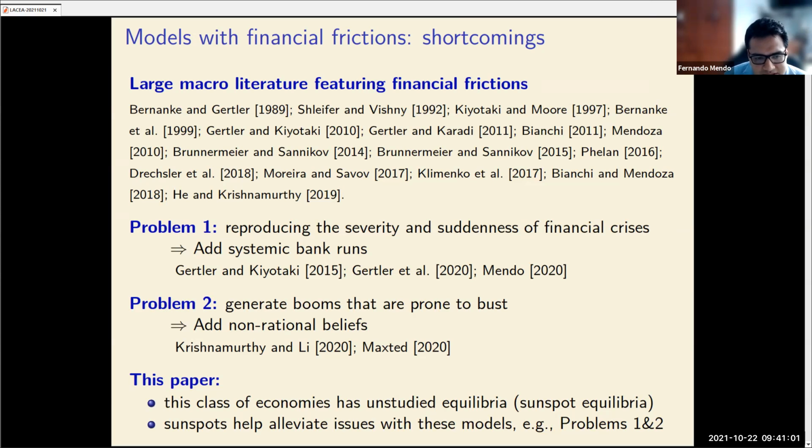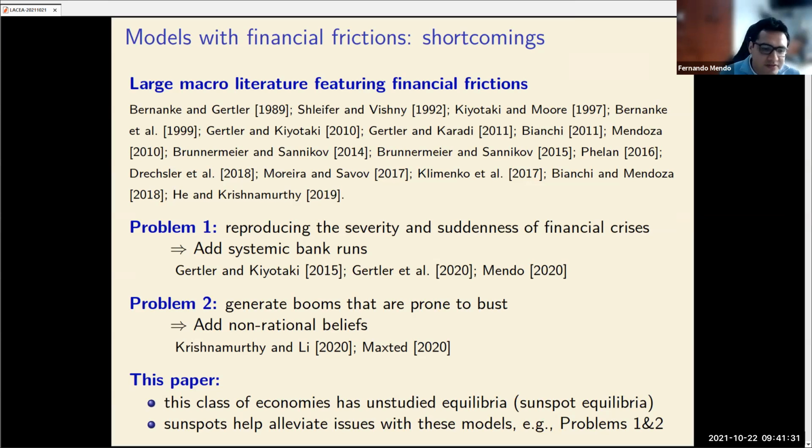Another challenge is that for these models it's very hard to generate booms that are prone to bust. In the data you can see that financial crises are predicted by credit booms, for example, and you usually see that the risk premium is very low before a crisis. These features are very hard to predict in these models, because usually after a sequence of good shocks that generate a boom, a crisis is actually less likely.